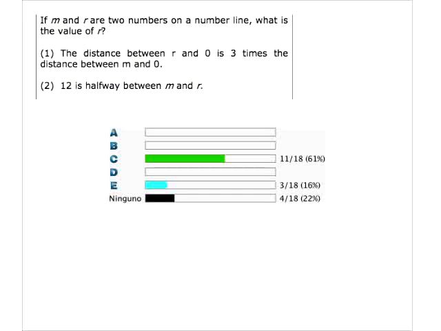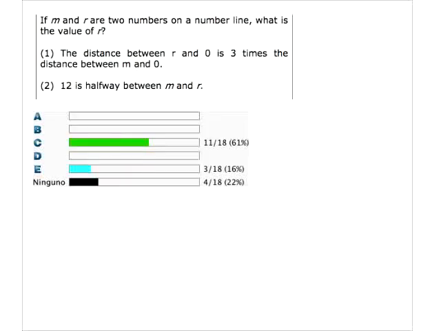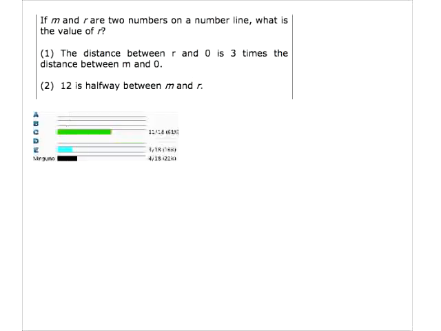All right, here's the answer profile. The popularly selected answer here is incorrect. The answer to this problem is not C. So let's take a look at it. What is the value of R?